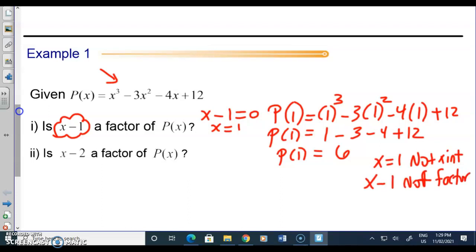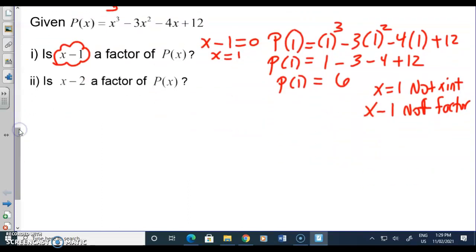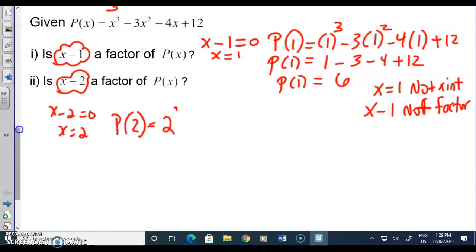So let's try one more to make sure you really understand it. I'm going to test x minus 2 this time. So set it equal to 0. You get a value of 2. We're going to plug 2 into the polynomial. So same thing, you're going to go 3 bracket 2 squared minus 4 bracket 2 plus 12. You're going to evaluate it.